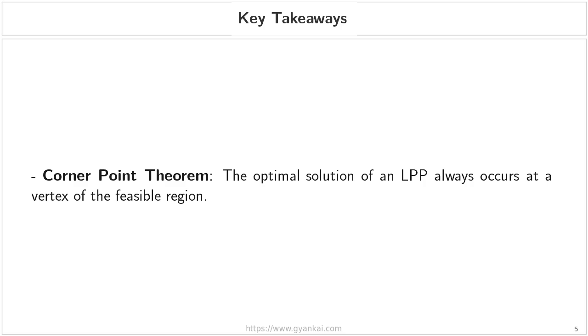First, remember the corner point theorem. This is the heart of everything we've discussed. It states that the optimal solution, meaning the absolute maximum or minimum value of a linear programming problem, will always occur at one of the vertices or the corner points of the feasible region. You don't need to test every single point in the shaded area. You only need to focus on those corners.